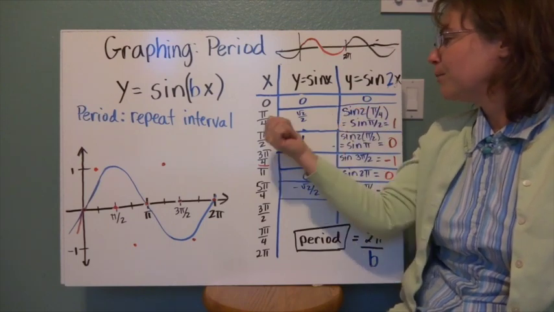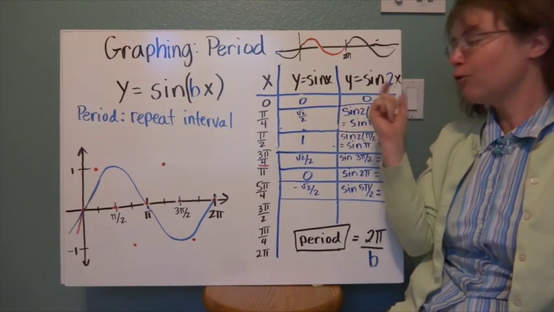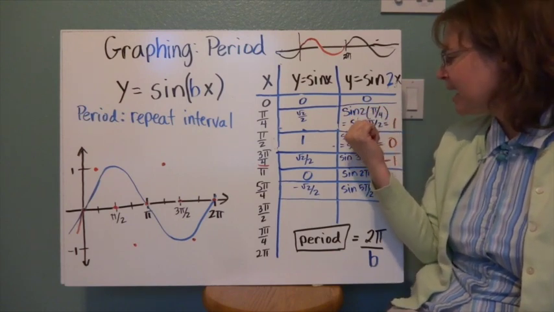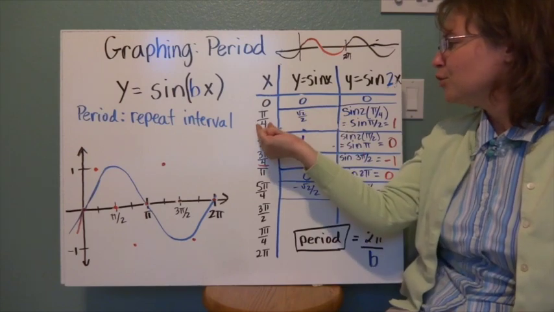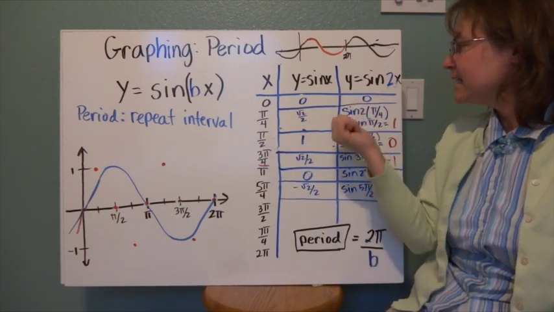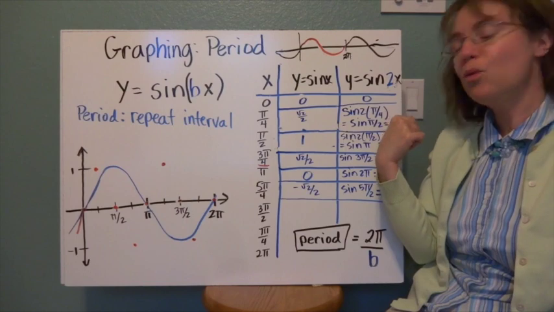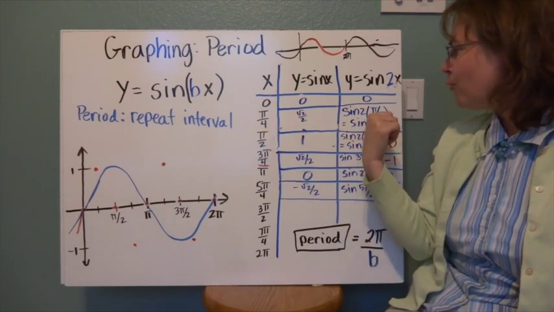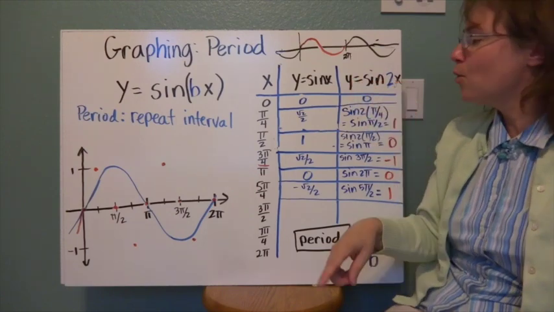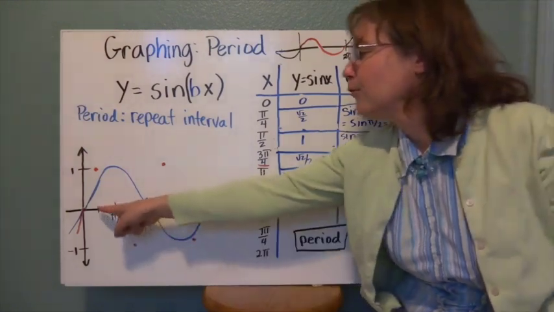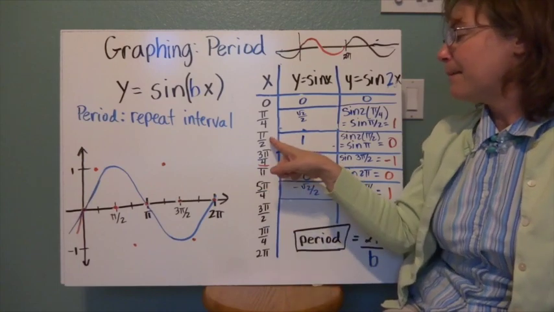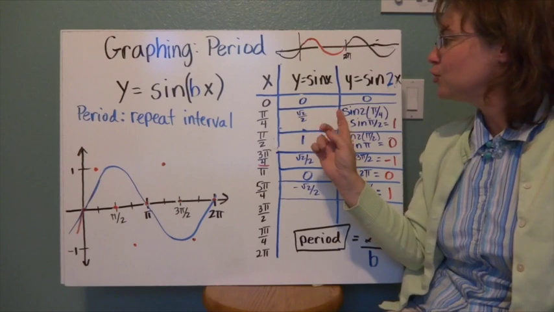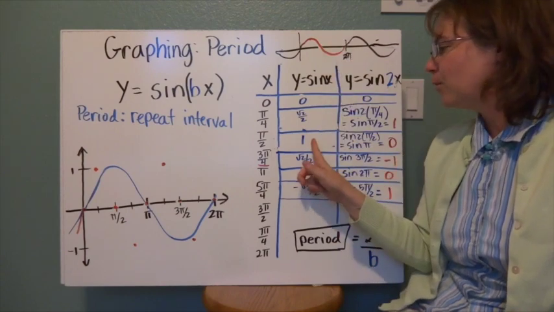And then here, if we put in pi over 4 for our x, we have 2 times pi over 4. We're going to end up with the sine of pi over 2. So at pi over 4, this y is going to equal 1, which is the sine of pi over 2. So at pi over 4, my new graph is going to be at 1. At pi over 2, for y equals sine of x, looking at that unit circle going all the way to the top, I have a 1.